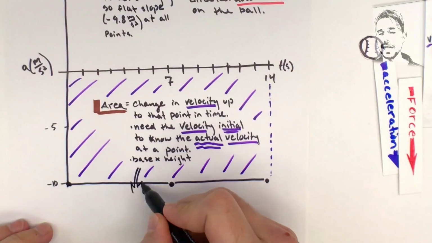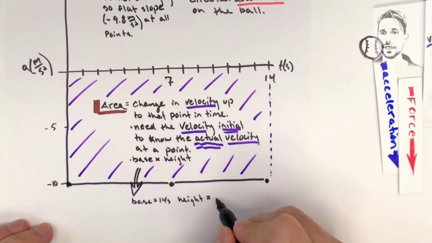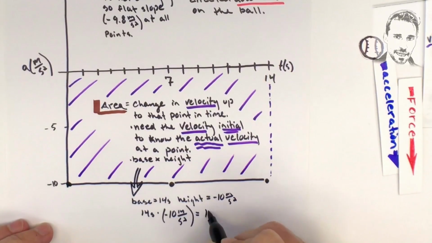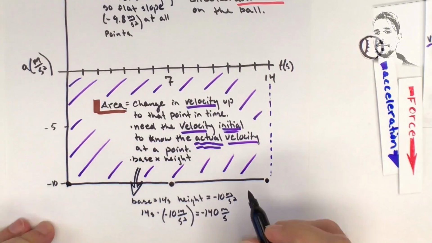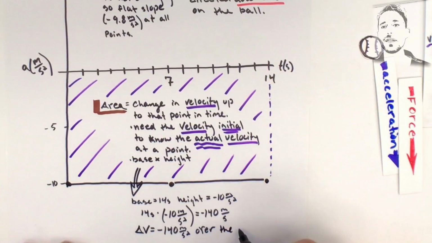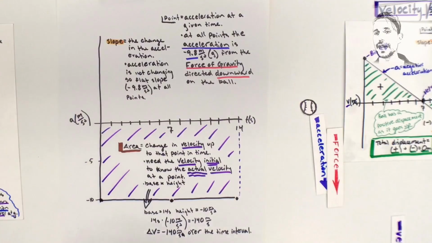So the base times the height here, the base units are seconds, the height unit meters per second squared. And what does that tell us? It tells us meters per second, and when we calculate that, it's negative 140 meters per second. So over the time period, it has changed 140 meters per second in that time interval.